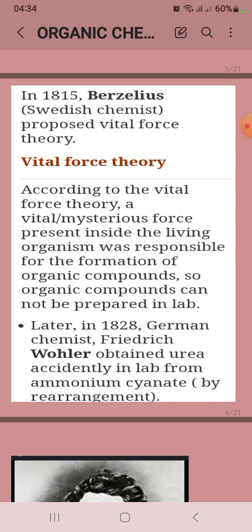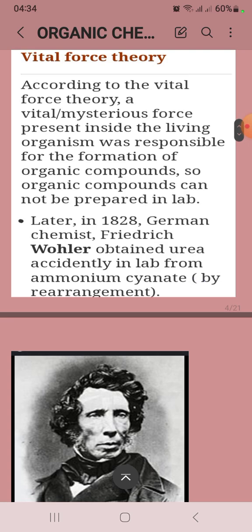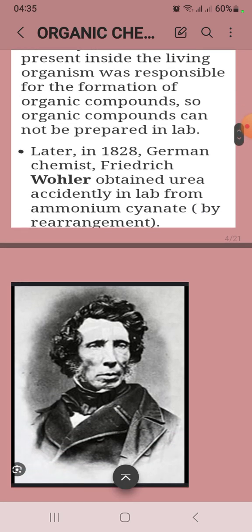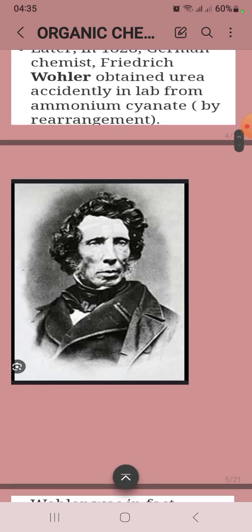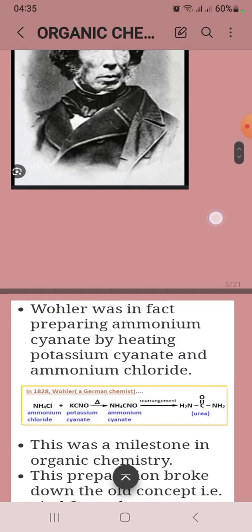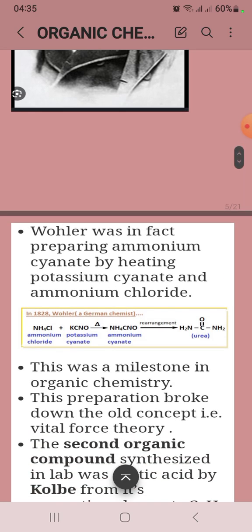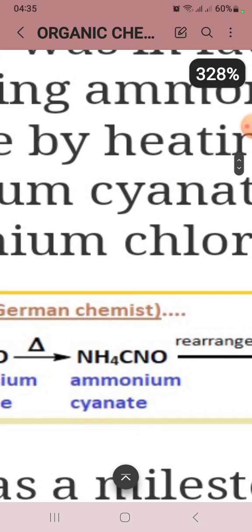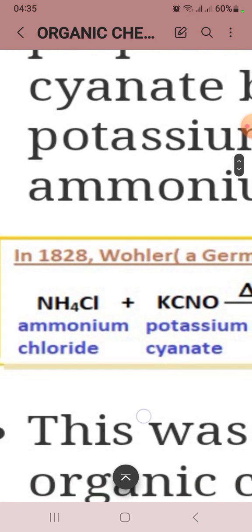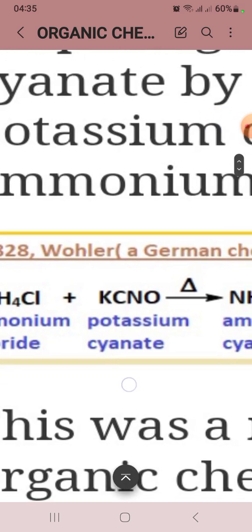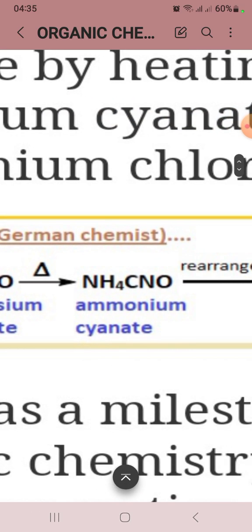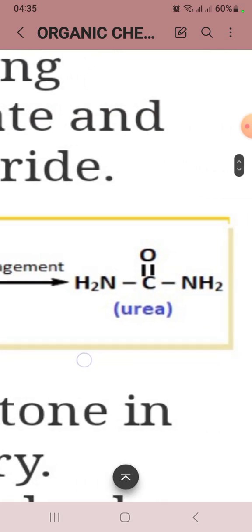This theory was rejected by a German chemist, Friedrich Wöhler. He obtained urea accidentally in the lab from ammonium cyanide. Actually, he was not preparing urea. He was preparing ammonium cyanide by heating potassium cyanide and ammonium chloride. But when he was heating it, the atoms in this ammonium cyanide rearranged, and they produced urea.